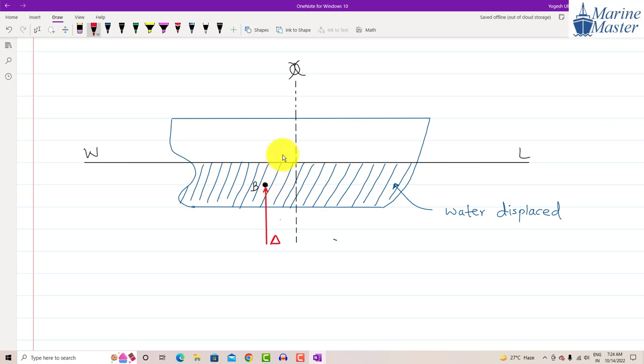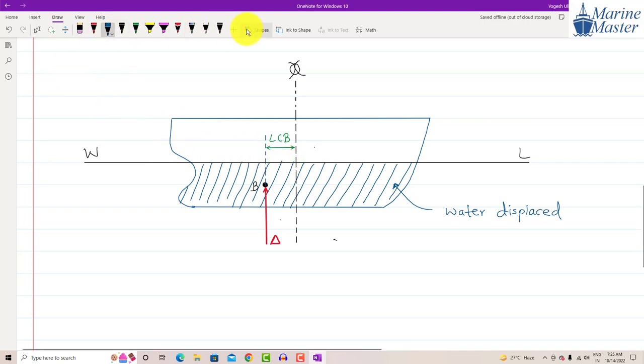Now we are going to show a few important things. I am going to draw one dotted vertical line. From here to here, this distance is the distance between B and midship in the longitudinal direction. That distance we call LCB. LCB stands for longitudinal center of buoyancy.